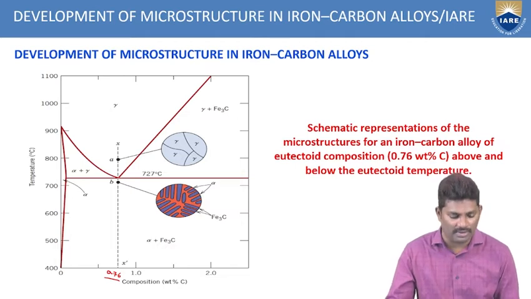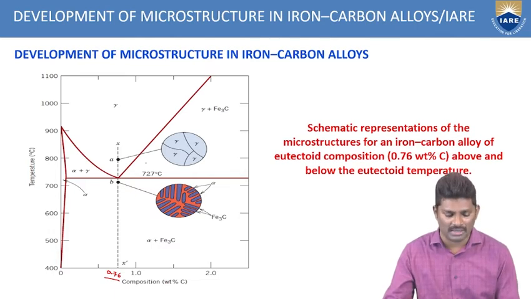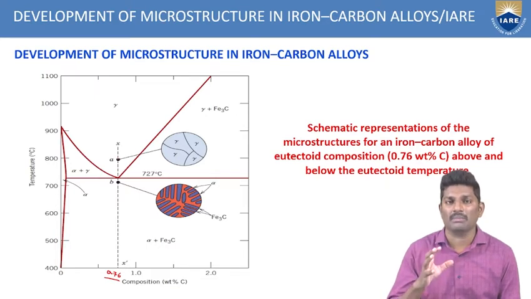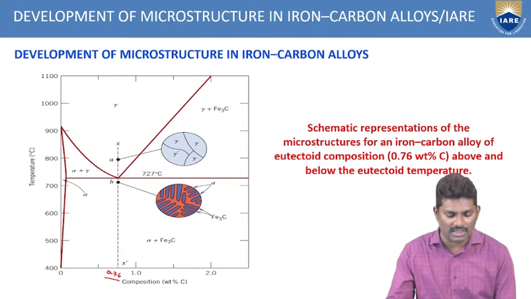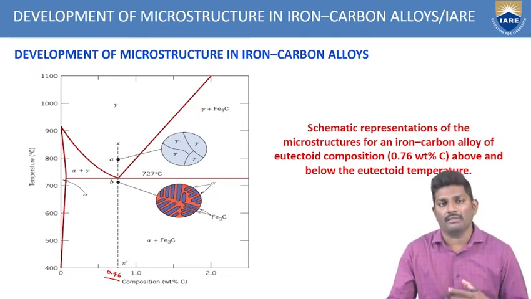Now, this is the region where you have 727 degrees centigrade. That means above and below it, the line is crossing the austenite temperature. This is above the austenite temperature, and this is below it. Now, if you take the point A and want to find out the microstructure at that point, you have a maximum of gamma variants.